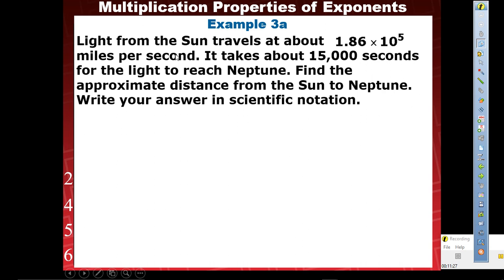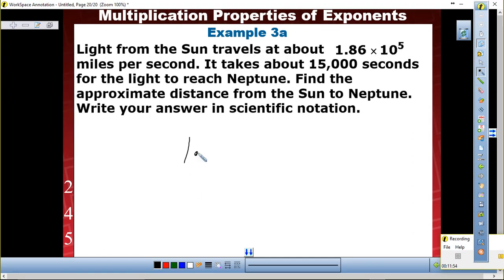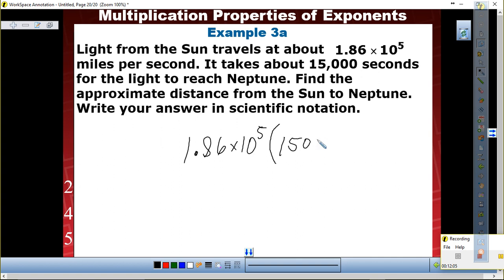So with that said, look at this next problem. It says, light from the sun travels at about 1.86 times 10 to the 5th miles per second. So in 1 second, the light travels 1.86 times 10 to the 5th miles. But they want to find out how much it would be in 15,000 seconds. So for this one, I would do this. Look up. 1.86 times 10 to the 5th, but this is for 1 second. So to find out how much it would be for 15,000 seconds, I would write times 15,000. Is everybody following so far?